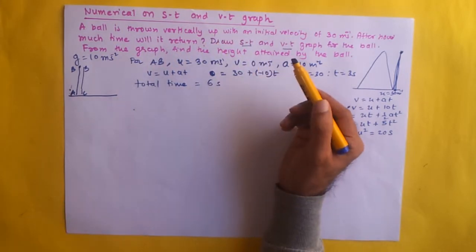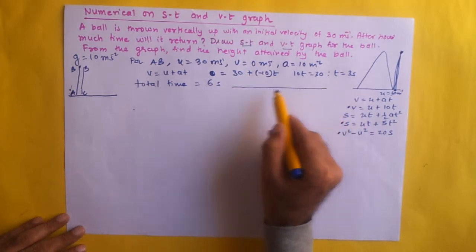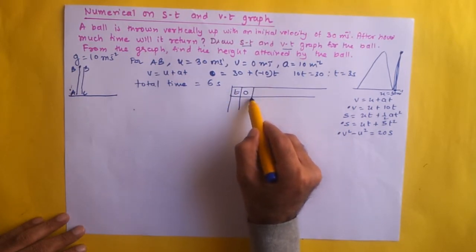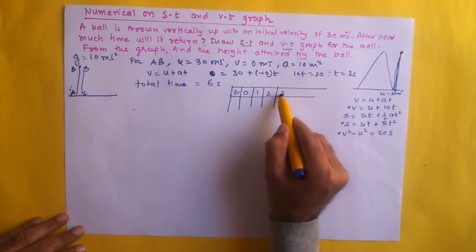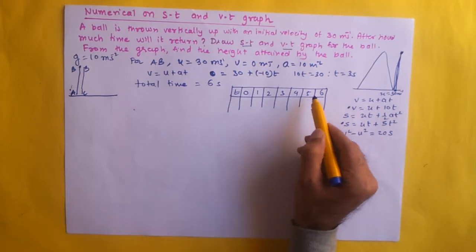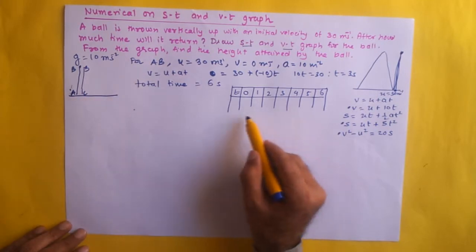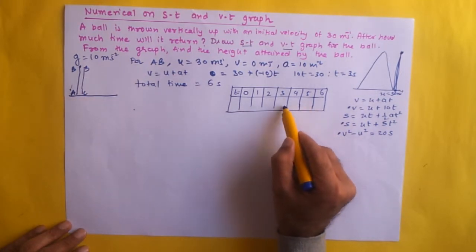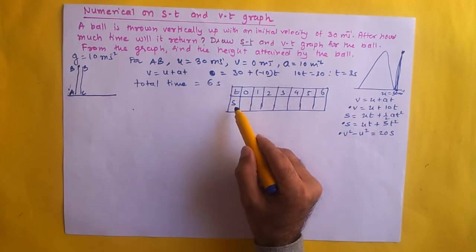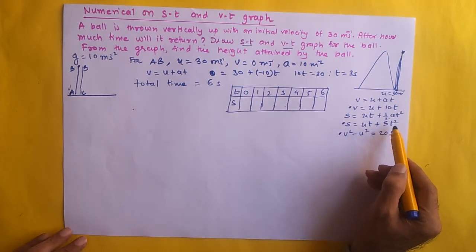Now let us look at the ST graph and how we can plot it. So we'll create a small table over here. Let us say this is time t: 0, 1, 2, 3, 4, 5, and 6. I'm taking 6 because I know the total time of the journey is 6 seconds. At 3 seconds, it reaches the maximum height, and 3 seconds for coming down. And I'll put the values of s over here, because I want to plot an ST graph. So for all values of time, I should know the values of s. Now the equation for s is equal to ut plus 5t square.